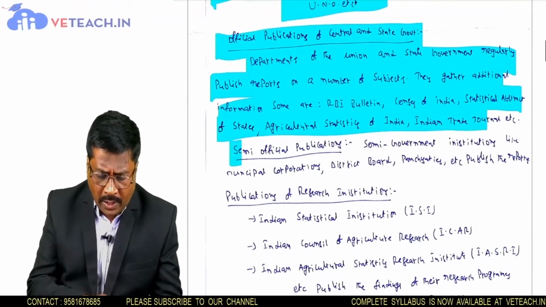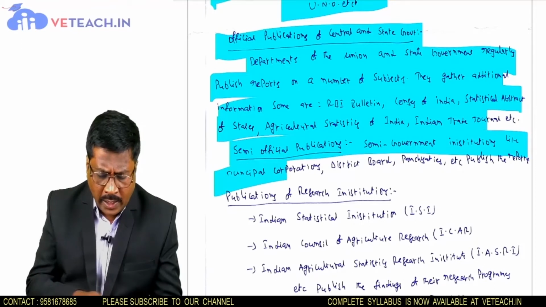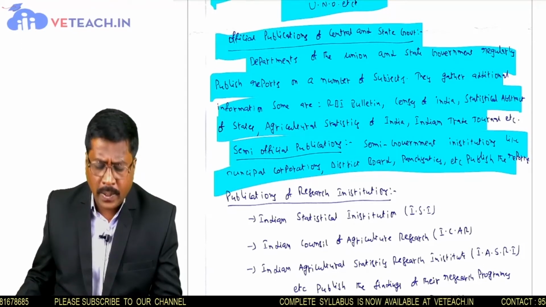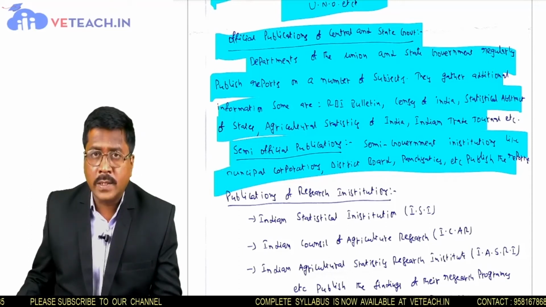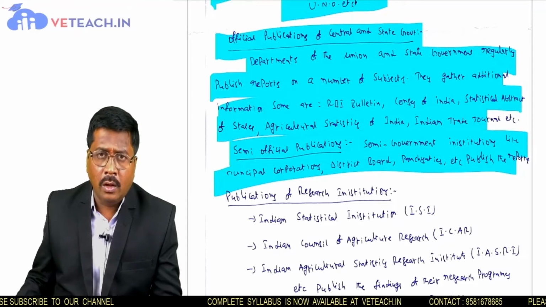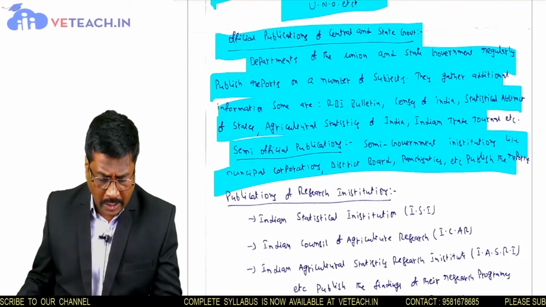Next, semi-official publications. Here semi-government institutions like municipal corporations, district boards and panchayats publish reports regularly, quarterly, half yearly or yearly.